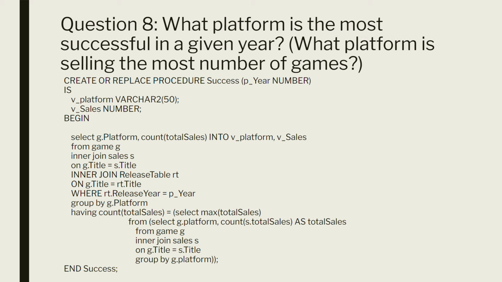The innermost select statement corresponds the total count of the total sales according to the platform. Then the second finds the max of the total sales. And then finally, the outermost select statement corresponds the max number of total sales according to the specific platform. That way I'll be able to find the platform that is the most successful in a given year.